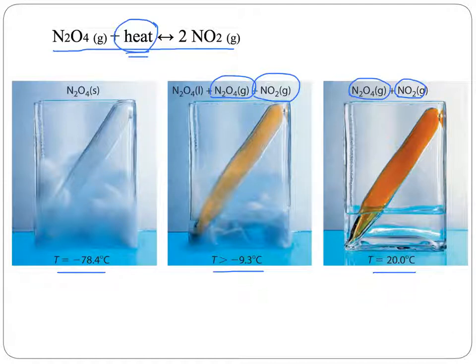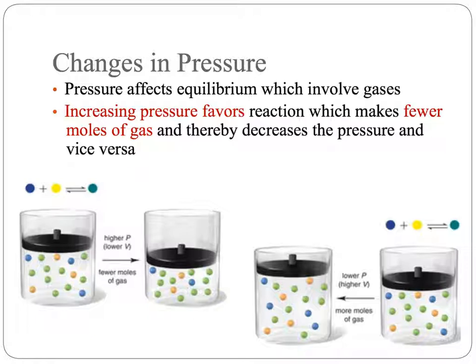And finally, changes in pressure. Pressure only affects equilibrium systems that involve gases. And increasing the pressure favors a reaction which would make fewer moles of the gas, because that would thereby decrease the pressure. So if you're increasing the pressure by your action, your reaction wants to decrease the pressure to return to the original state at equilibrium.